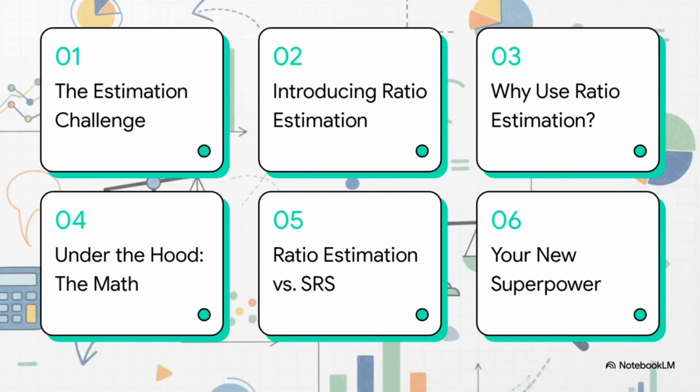Okay, so here's our game plan. We're going to start with the fundamental challenge, why simple estimates sometimes just don't cut it. Then we'll introduce ratio estimation as the perfect solution. From there, we'll explore where you can actually use this in the real world, and then we'll pop the hood and look at the math that makes it all tick. Finally, we'll put it head-to-head with simple random sampling to see when it's better, and we'll wrap up with why this is basically a new superpower for your statistical toolkit.